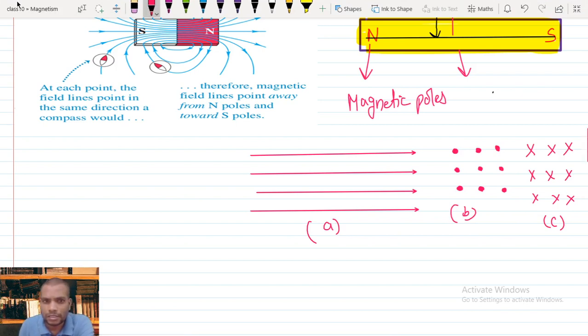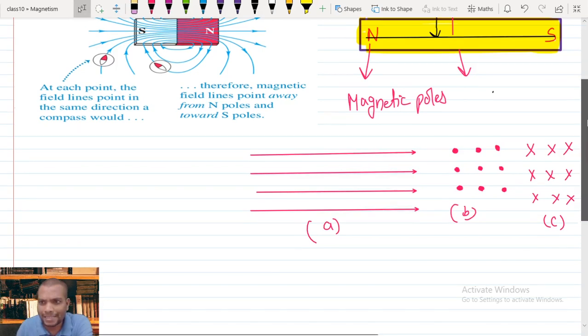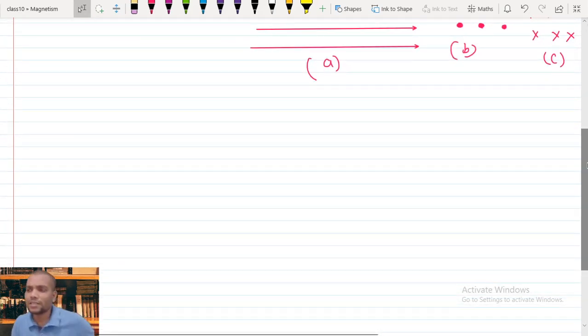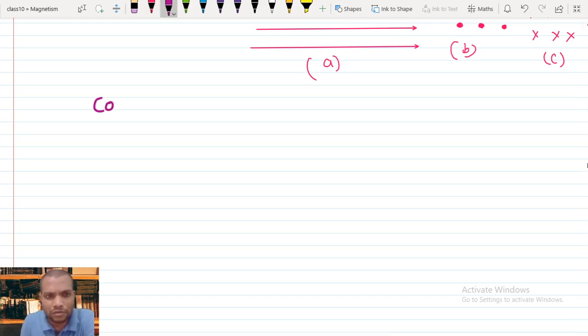Now let me go a little deeper. Here I would like to discuss one law which is known as Coulomb's law in magnetism, but this law gets converted ahead. It is not that useful, but as a basic we can call it Coulomb's law of magnetic force.